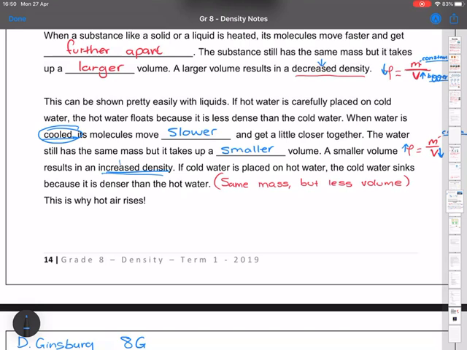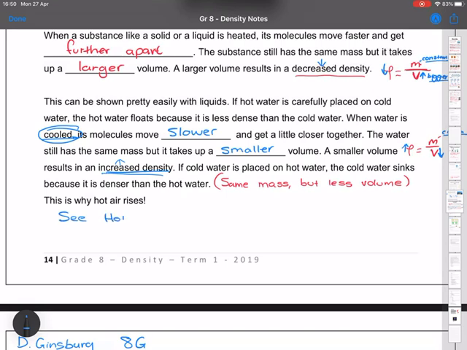So there we go, density increases or density goes up. Okay, so if you've got cold water placed on hot water, the cold water sinks because it's more dense than the hot water. So there is a link to a video. The video is called Hot and Cold Water Density Experiment. So you can write that in there.